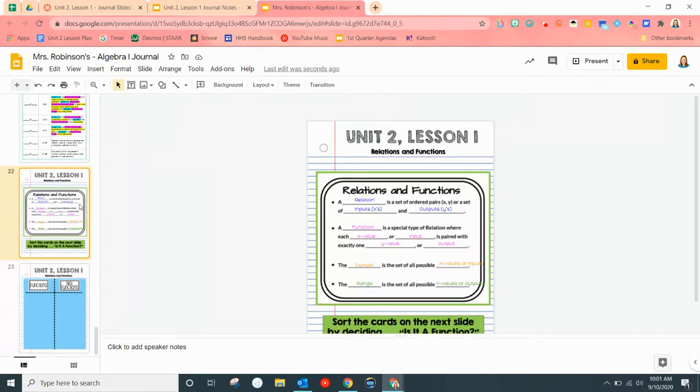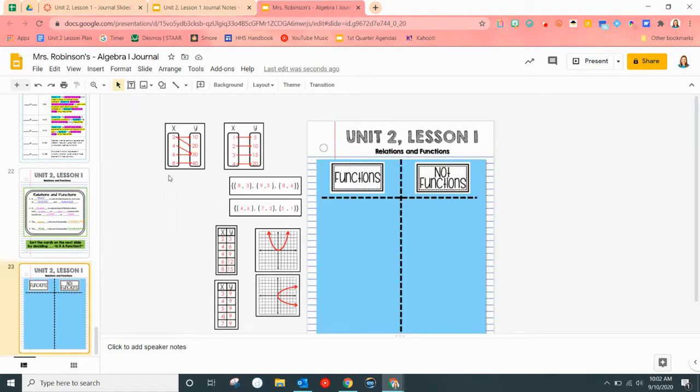So let's remember our definition of a function. It's a special type of relation where each x value or input is paired with only one y value. Okay, so let's look over here. We see the value 2 is paired with 10.